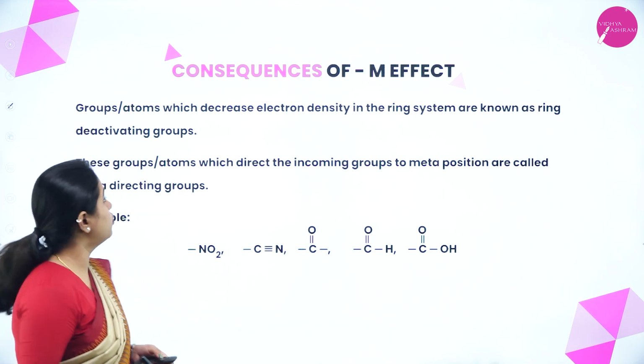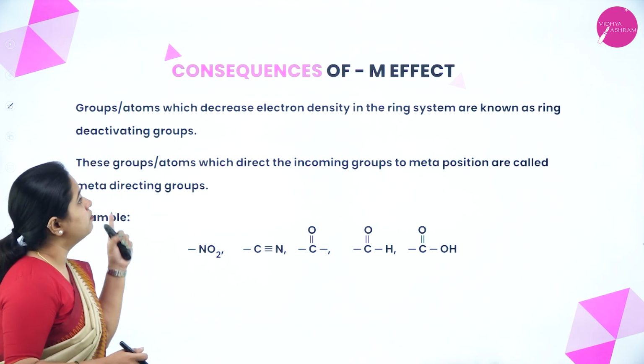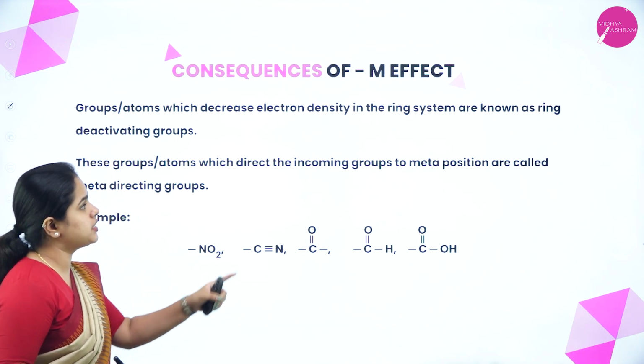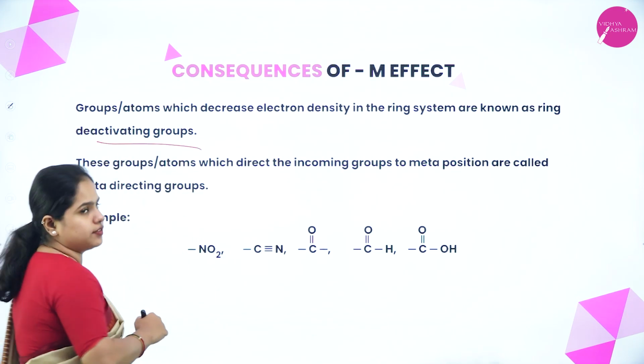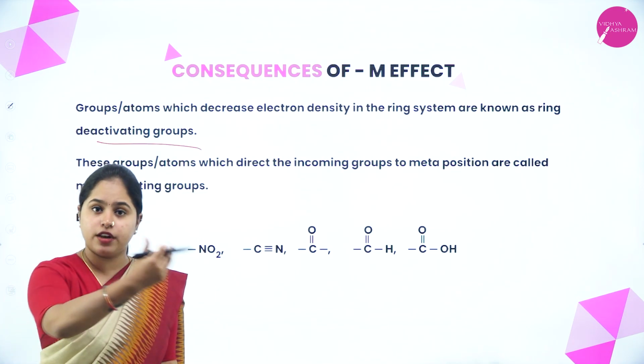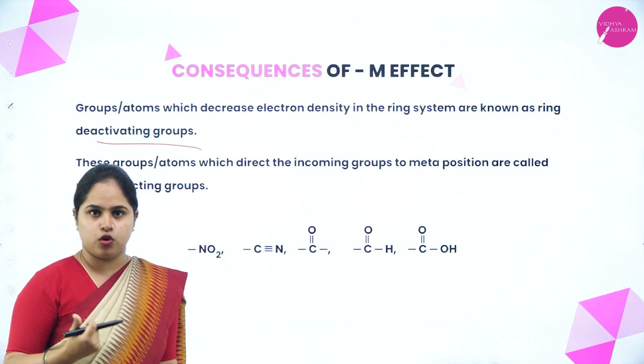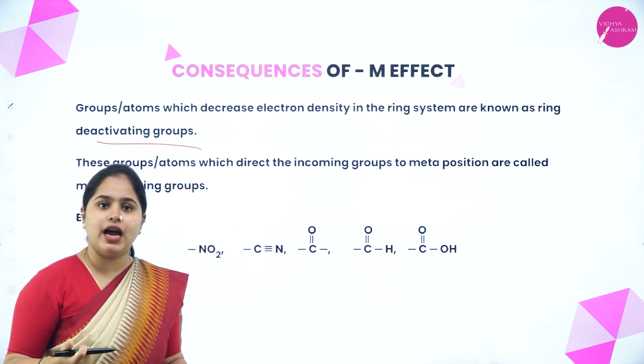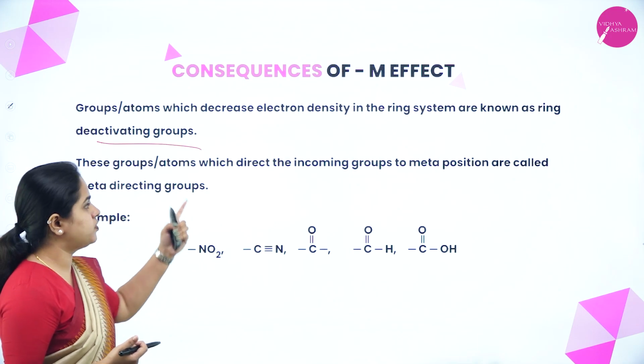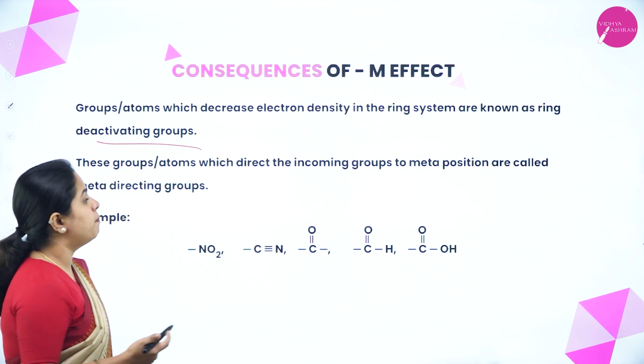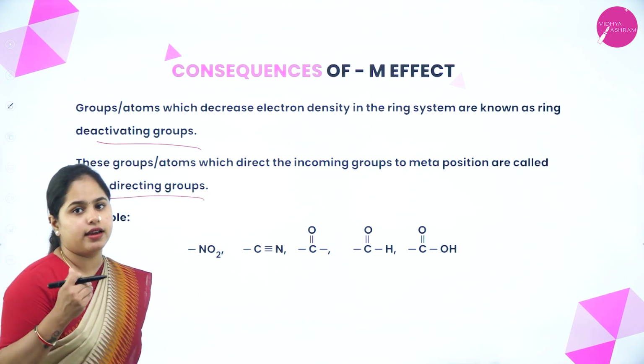Right. Now moving on to the next slide, groups or atoms which decrease electron density in the ring system are known as ring deactivating groups. They are taking up the electrons. They are withdrawing the electrons from the group. So they are called as ring deactivating groups. And these groups which direct incoming groups to meta positions are called as meta directing groups.